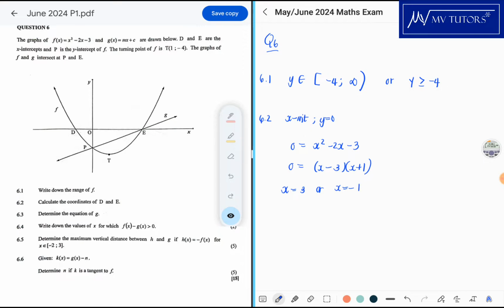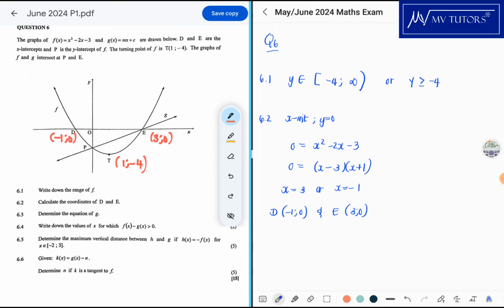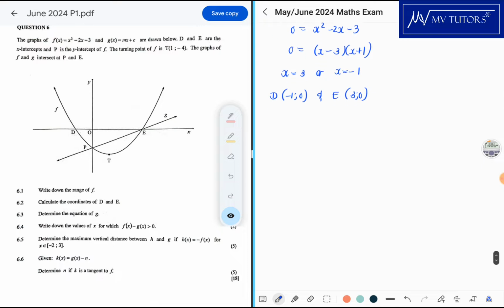But they wanted the coordinates, not just the x values. So in this case, D will be equal to (-1, 0). And E will be equal to (3, 0). So you can basically write that down. We have (3, 0), (-1, 0). Okay, great. Now 6.3.